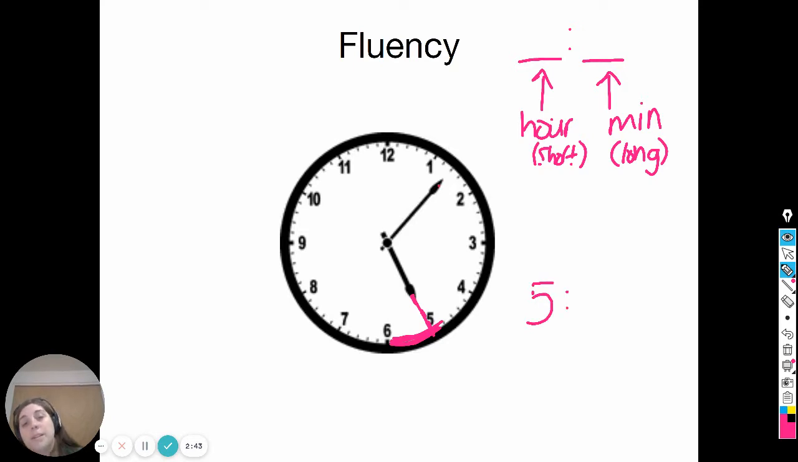And our minute seems to be pointing to this line right here. So first we're going to count by 5s and then 1s. 5, 6, 7. So it's 5:07. Okay, and we always have to have 2 digits right here. So that's why we put the 0 before the 7. So it is 5:07.